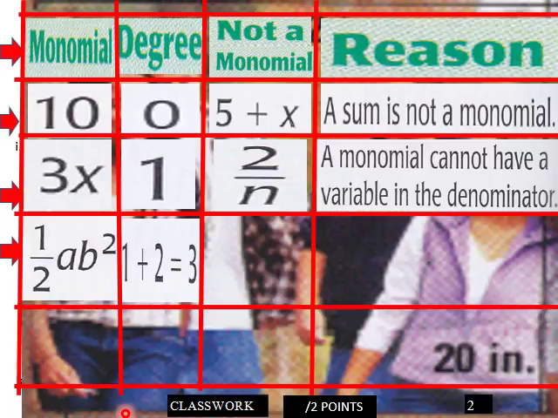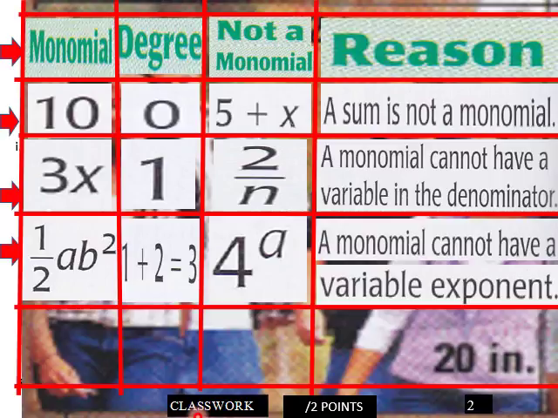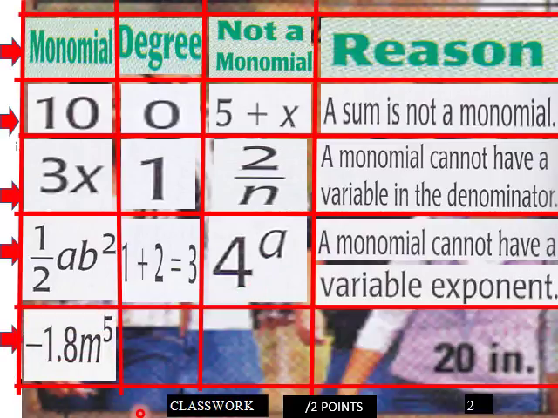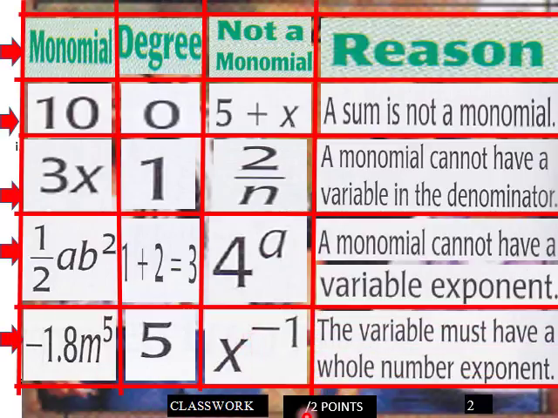Monomial, and the degree is 3. We have 2 here and then 1 here. 1 plus 2 equals 3 for a degree. Not a monomial. Why is that? A monomial cannot have a variable in the exponent, so we have a variable here for the exponent. Then negative 1.8 m to the 5th, a monomial, 5th degree. x to the negative 1. The variable must have a whole number exponent. A negative number is not a whole number.